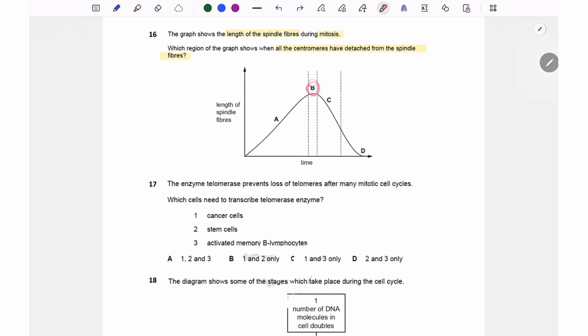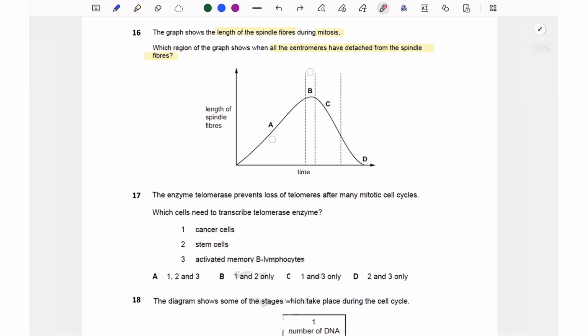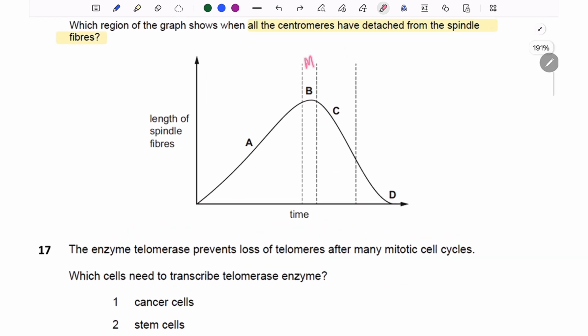B is when it looks like it's reached its maximum length and it's going to be attached to the centromere. This is metaphase. This is going to be at the equator of the cell in the middle, like here. And you're going to have to excuse my drawings. You have to bear with it.